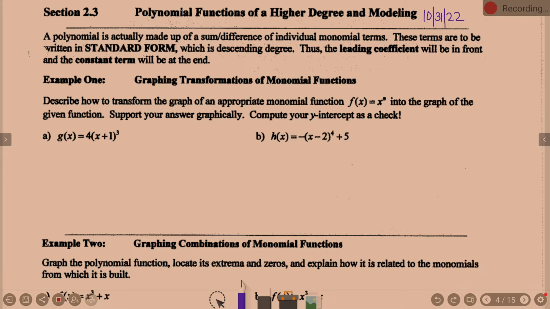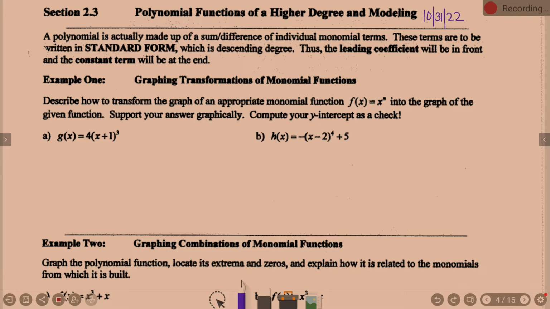Okay, what do you see on example A, where g of x equals 4 times (x plus 1) to the third? Okay, it's cubed. And that cubed basically is saying, you know what my basic graph here is? X to the third. So an x to the third graph is what we are doing stuff to. It's what we're transforming. So how are we going to transform this x to the third graph? We'll talk about what that even looks like in a bit.